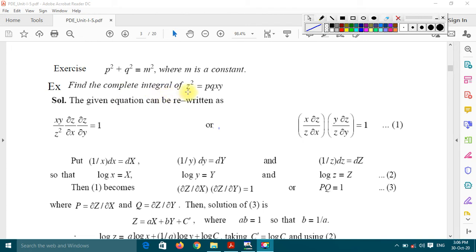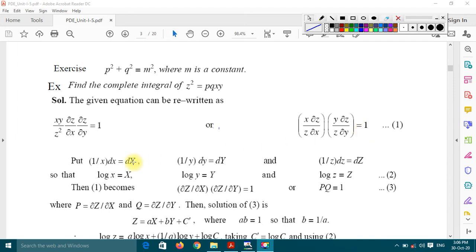Next, please find the complete integral of z² = pqxy. We write this differential equation in this way: (xy/z²)(dz/dx)(dz/dy) = 1. So we write it as (x/z)(dz/dx) times (y/z)(dz/dy) = 1.